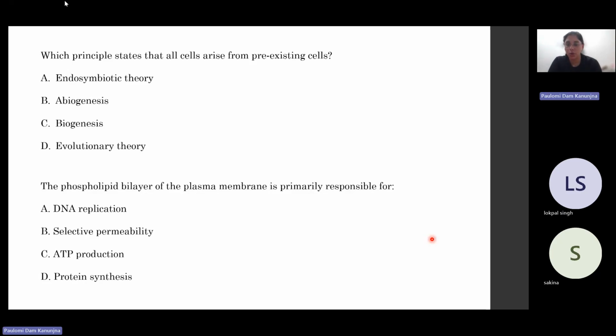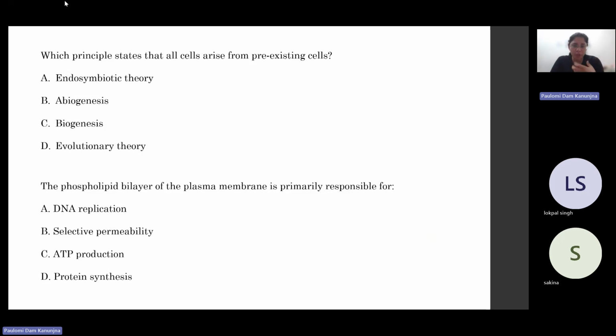Okay, so let me show you the answers. Let's just go ahead. With each question, I will try to give you the background so that you connect it to the lecture this week. It says, which principle states that all cells arise from pre-existing cells, which is one of the topics that Professor discussed in the lectures this week.